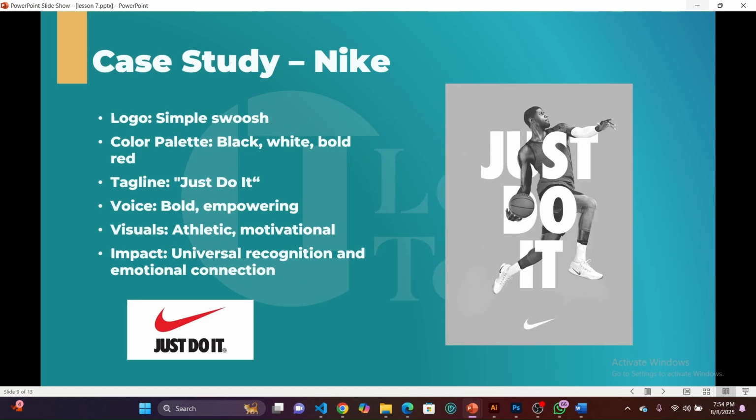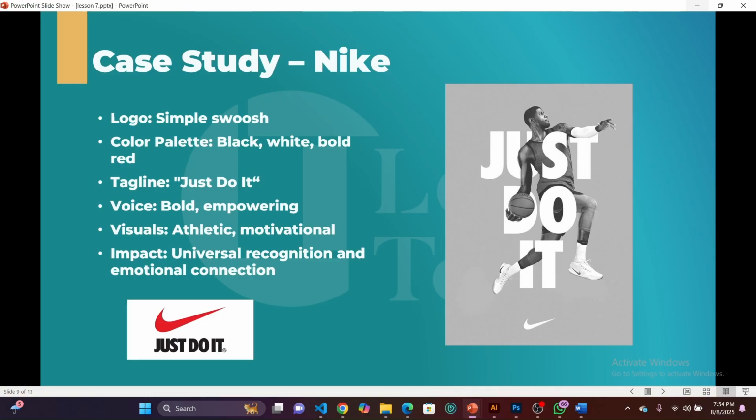Let's take a case study. Let's take a very popular brand that everybody should know, which is Nike. The logo is a simple swoosh, as you can see down here. I think everybody knows this logo. The color palette is black, white, and bold red. As you can see here, the swoosh is in red, the text is in black, and the background is white. The tagline is "Just Do It."